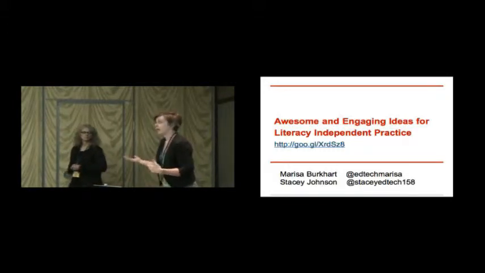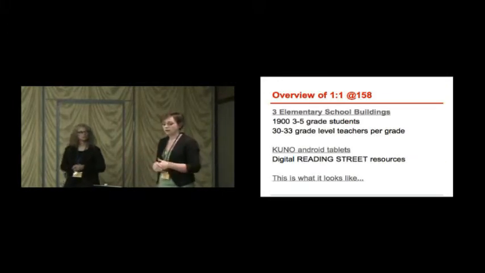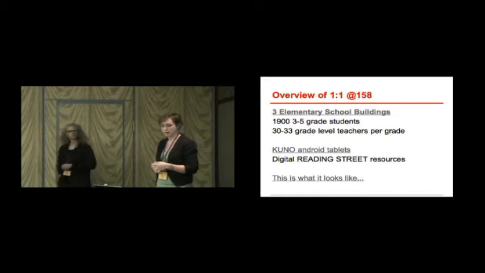I'm going to give you a really quick overview of our district. District 158, we're a K-12 district. We've got 8 schools, about 9,000 kids, so we have really big schools. We started one-to-one 2 years ago, 3rd through 5th grade, 1,000 kids. Now we have more schools, more kids. But what we're going to really talk about today is our elementary literacy and cool activities that kids do during independent practice that are a little bit different.